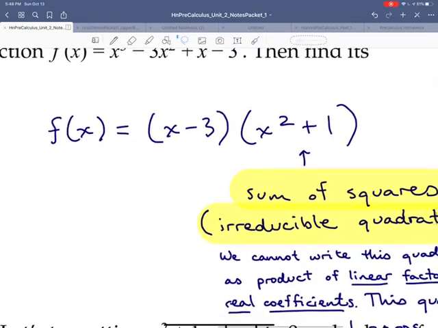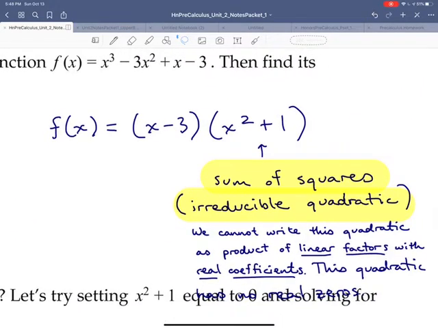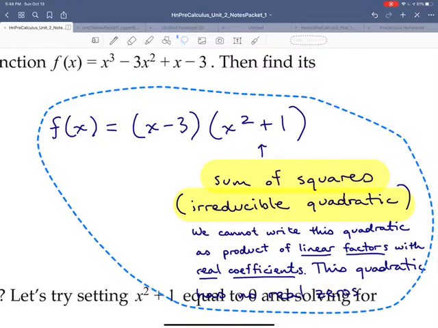You might remember from Algebra 2 that x squared plus 1 is a sum of squares, which means it's an irreducible quadratic.